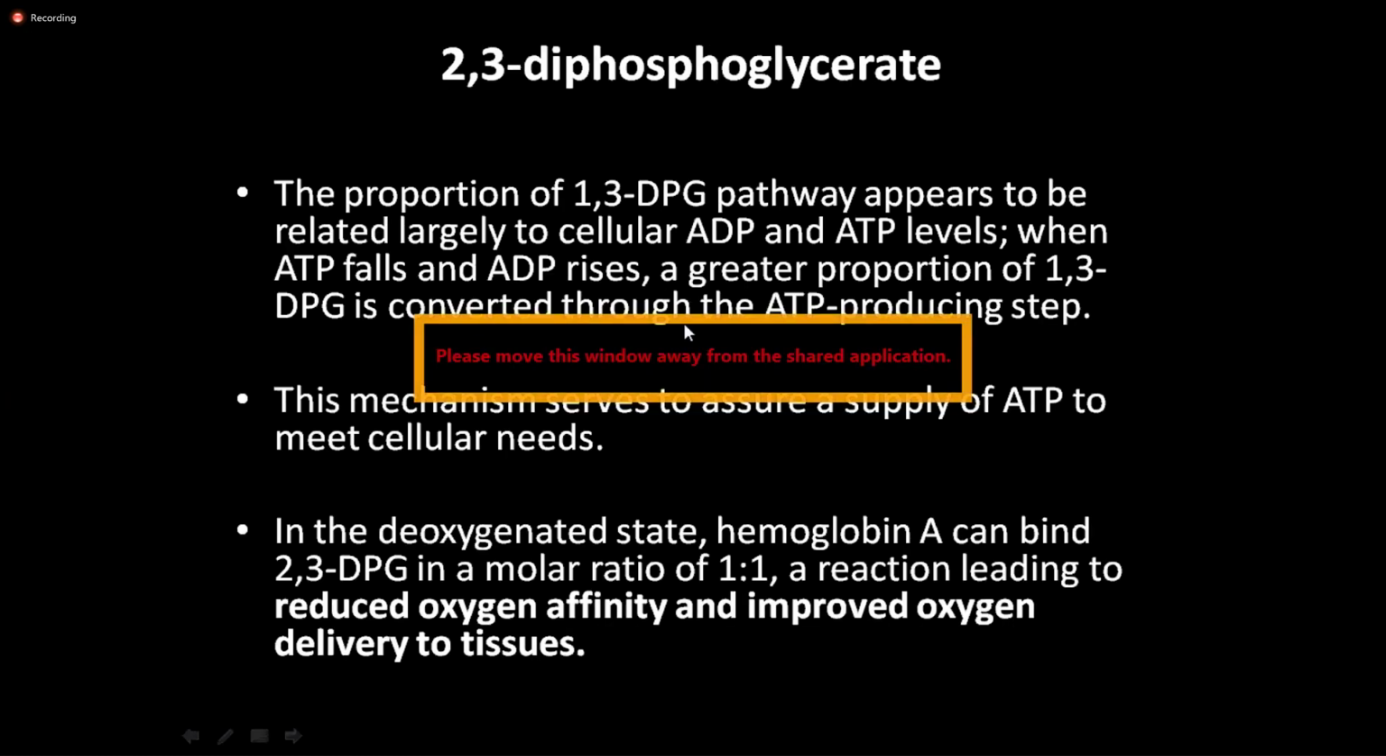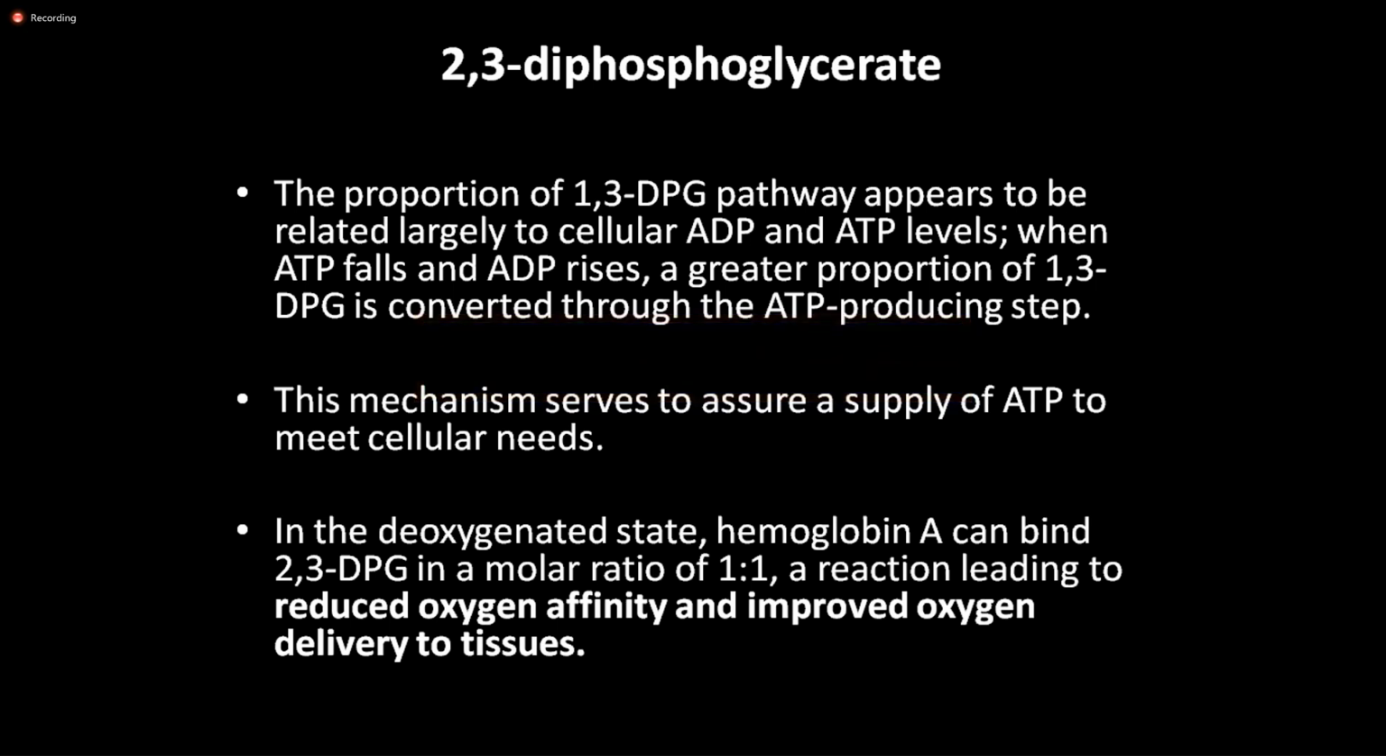How, I will explain right now. The proportion of this pathway appears to be related to the cellular ATP and ADP level. When ATP falls and ADP rises, a greater proportion of 1,3-BPG is converted to the ATP producing state. But when the ATP level is high, a larger amount of 2,3-bisphosphoglycerate is produced. This mechanism ensures the supply of ATP meets cellular need.